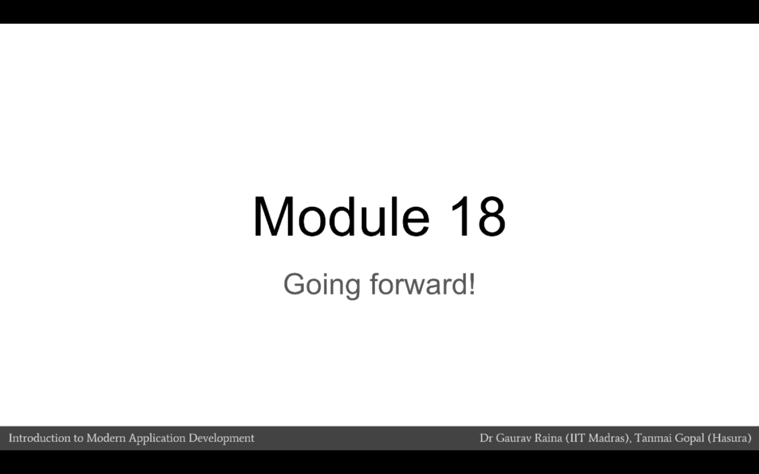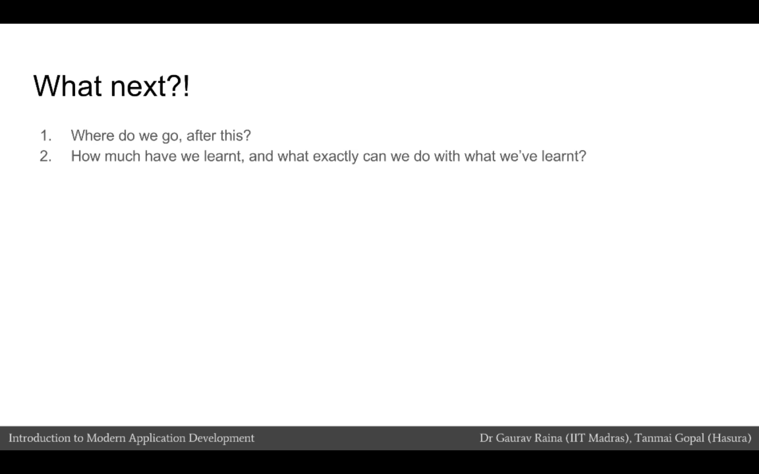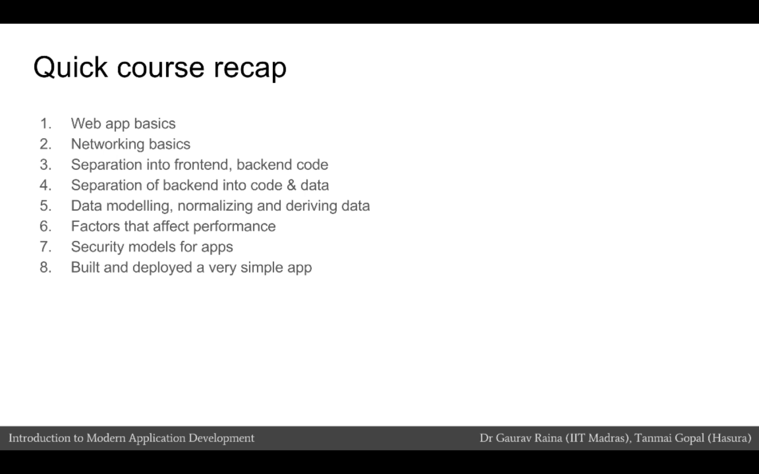We'll talk about how you can go forward from what you've learned and what exactly you can do next in the coming few months. To take a quick recap of the course so far, we've understood the basics and the internals of how web apps work. We've also looked at networking basics and tools that we use to analyze the network. We've understood the separation of front end and back end code. We've also further separated the back end code into code and data.